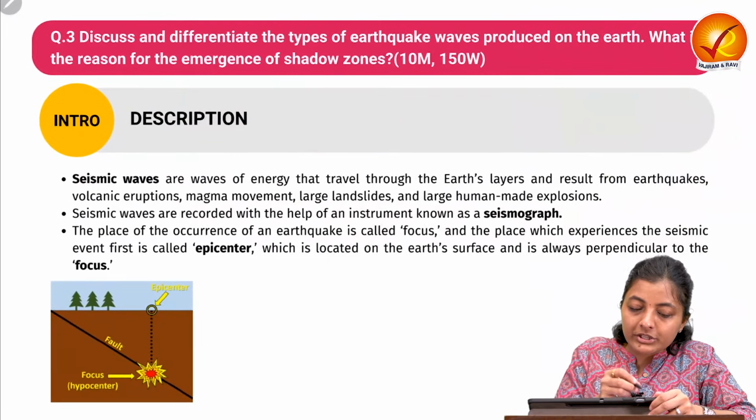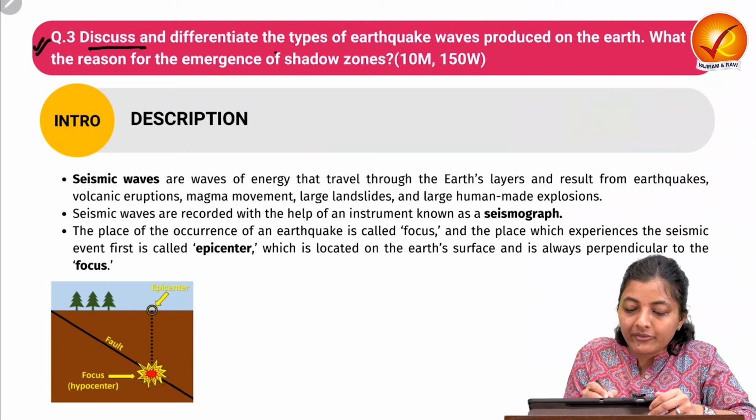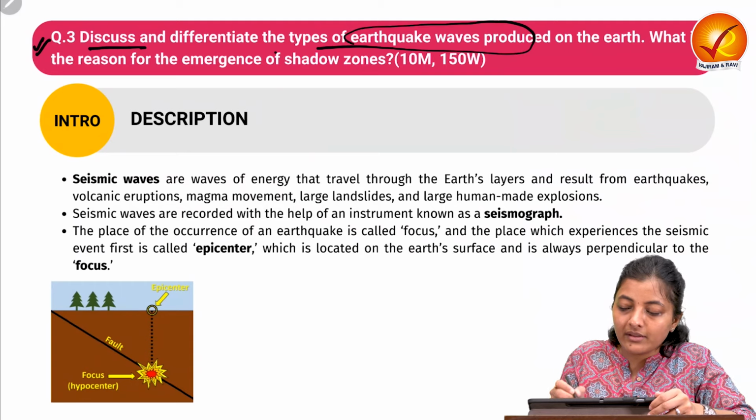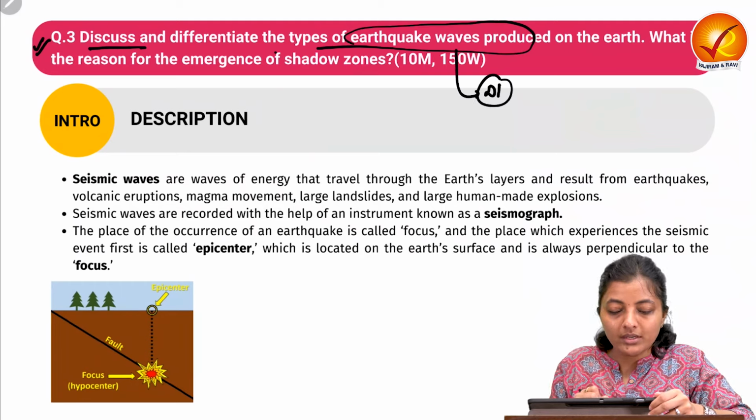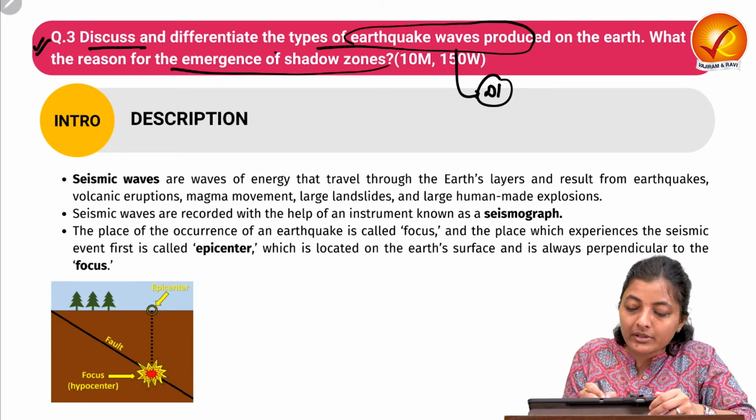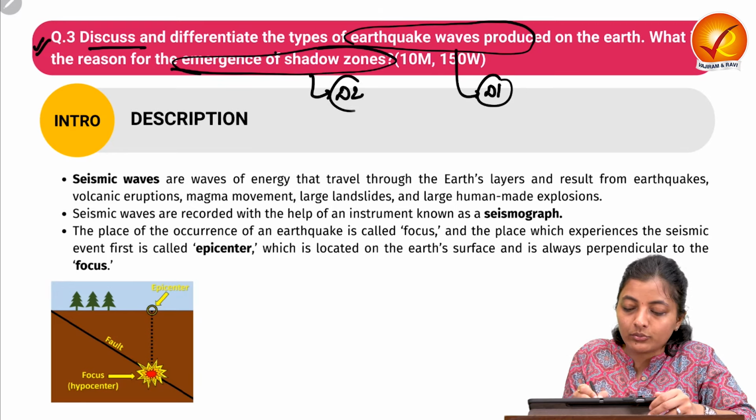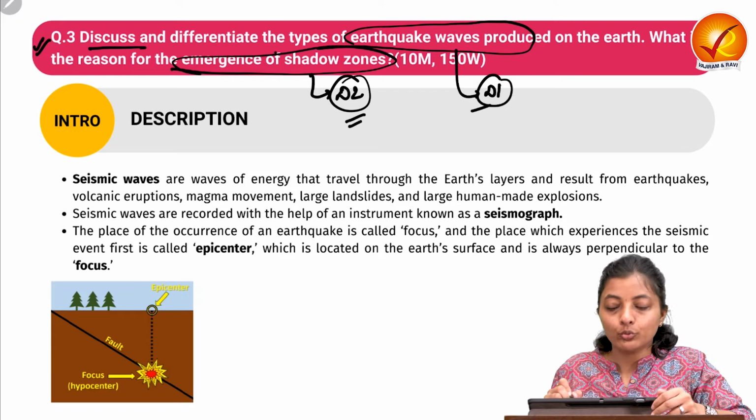Now the third question says that we need to discuss and differentiate the different types of earthquake waves produced on the earth. This is demand one. And what are the reasons for the emergence of shadow zone? This is demand two. Okay, so we have the two demands.